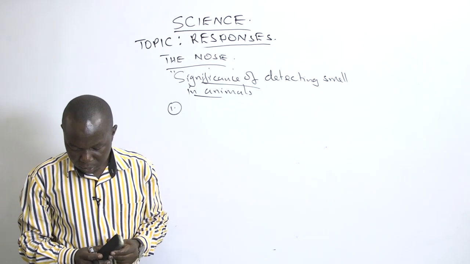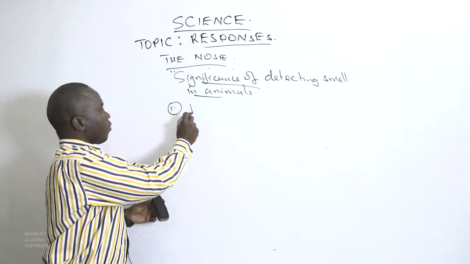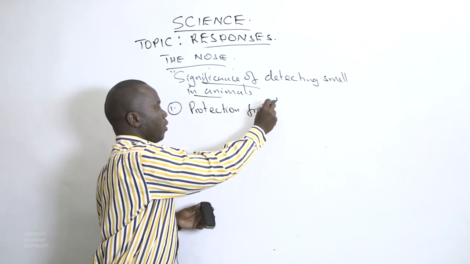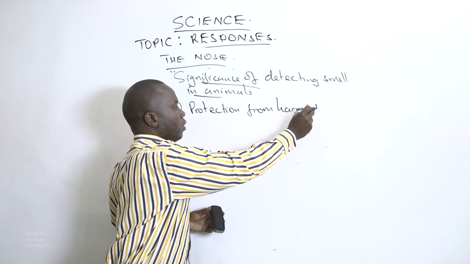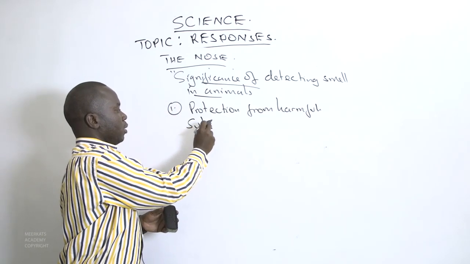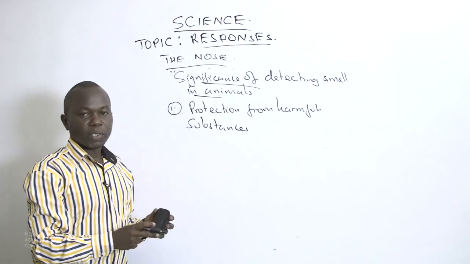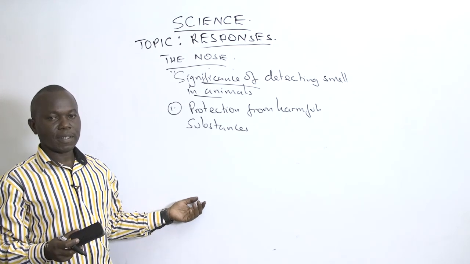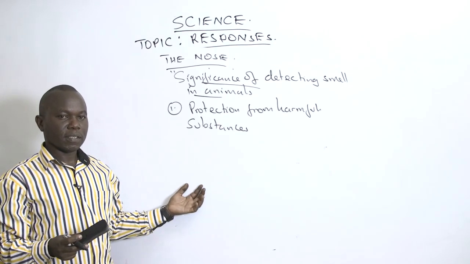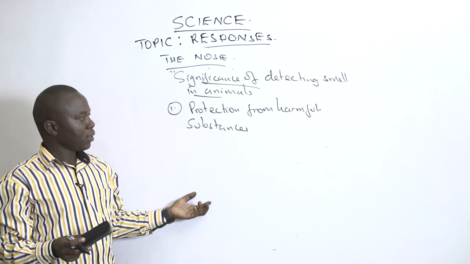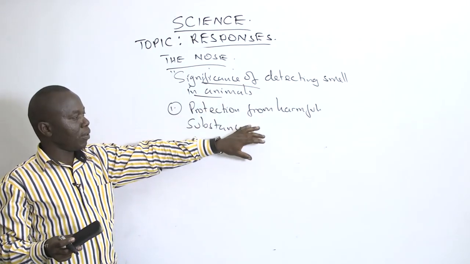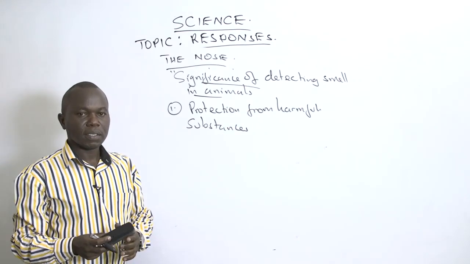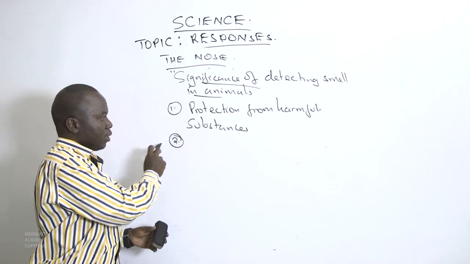So one of them is protection, for protection from harmful substances. We also have poisonous gases, like hydrogen sulfide, sulfur dioxide, chlorine gas. The olfactory cells are the ones that will detect that actually there's a problem, and then you'll be able to find the best way of saving the situation.